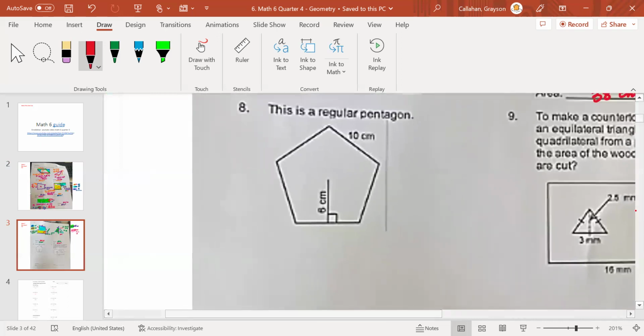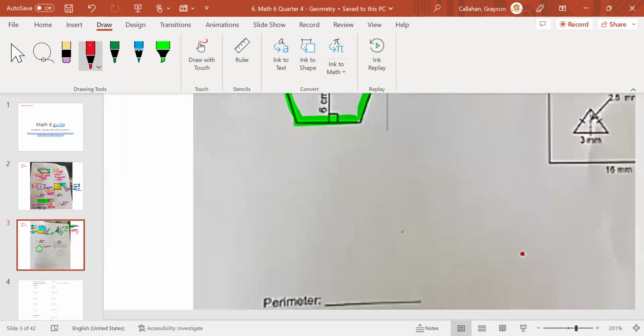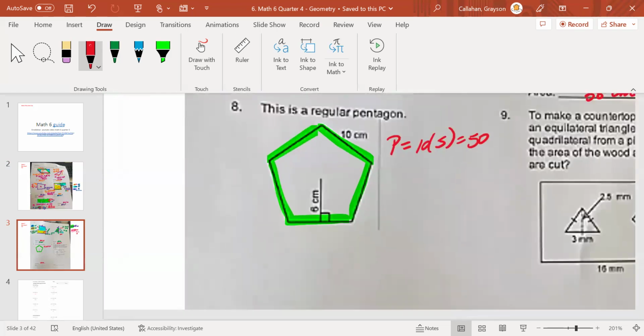All right, number 8, this is a regular pentagon. So let's go ahead and find the perimeter. The perimeter means I need to add all 5 sides together. When I have you do this, I want to see you highlight the sides. Do you understand me? Okay. How would you find the perimeter of this? 10 times 5. Good. Which is what? 50. What's your unit? Centimeters.